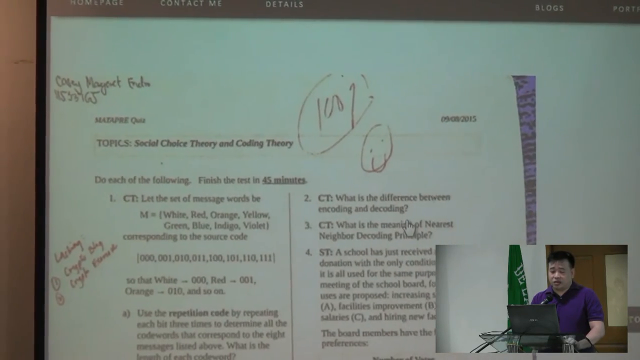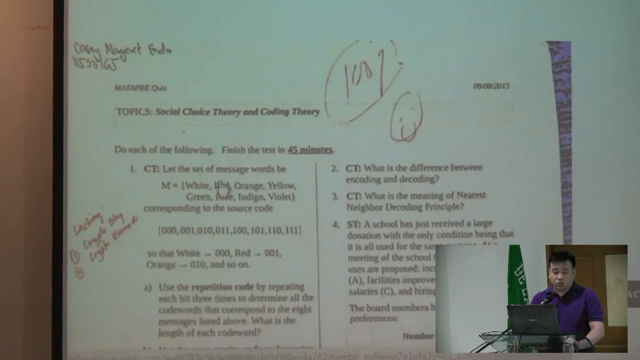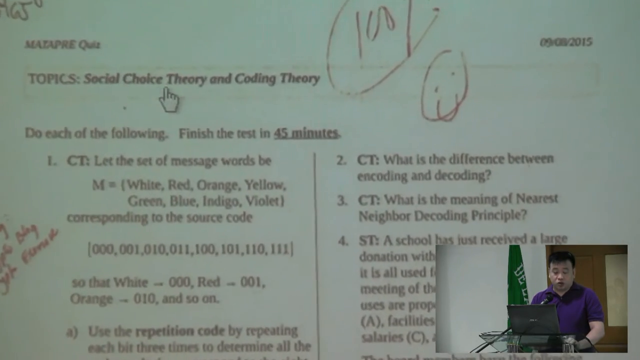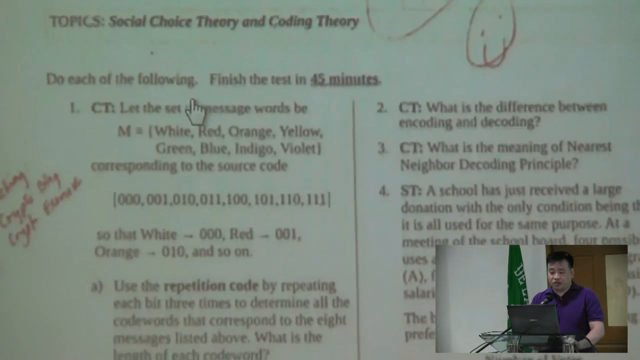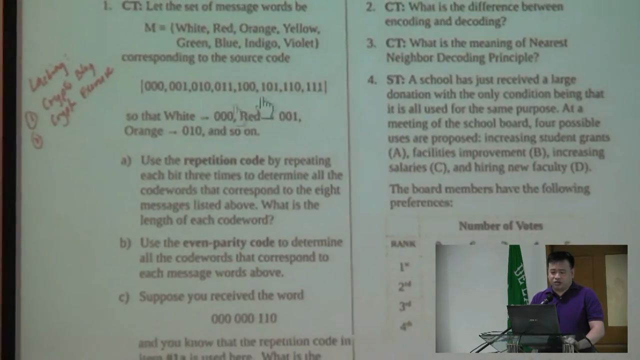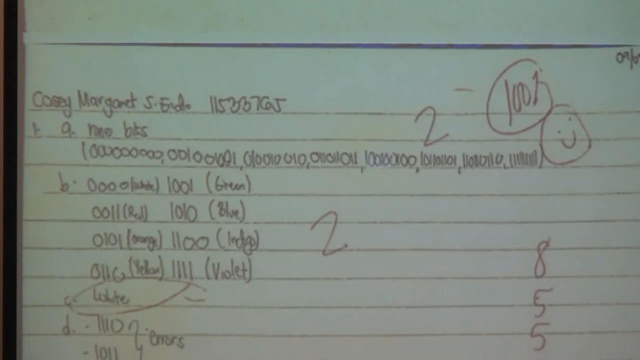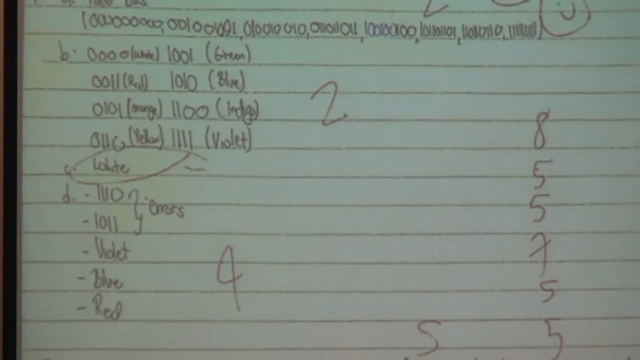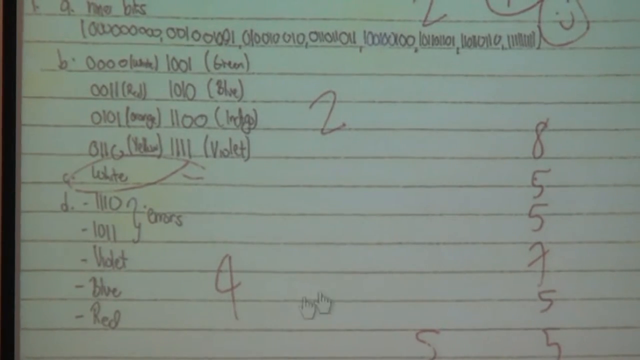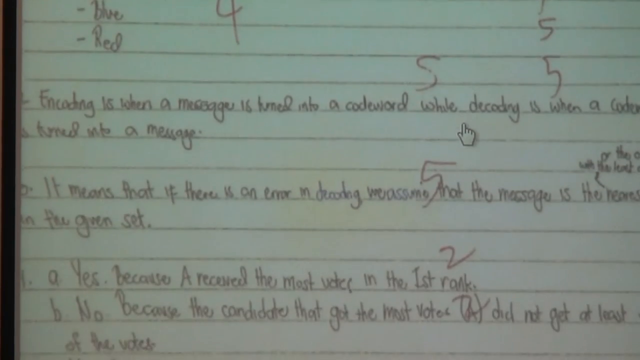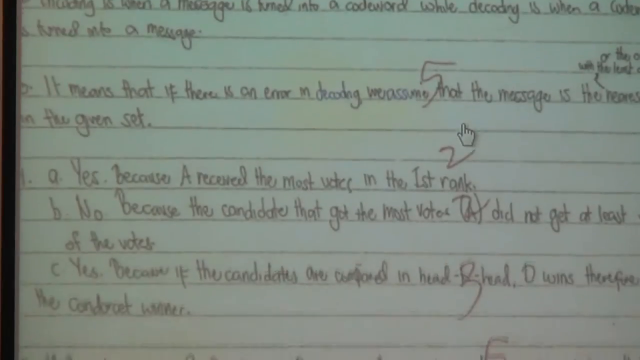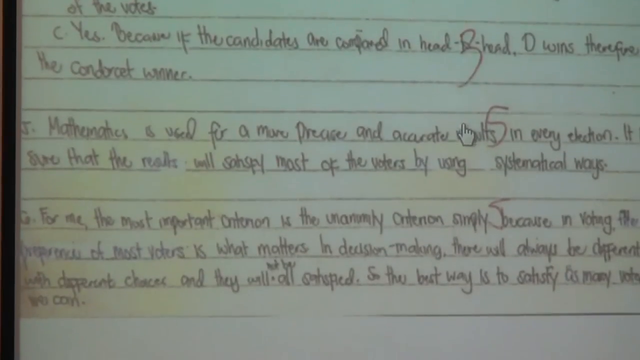Another output. This is a quiz on social choice theory and coding theory. So the students are somehow asked to reflect on these activities, what the results mean, and maintain some kind of portfolio. This is an activity on codes. I think they're getting distances. Answering questions, and the teachers are grading them.